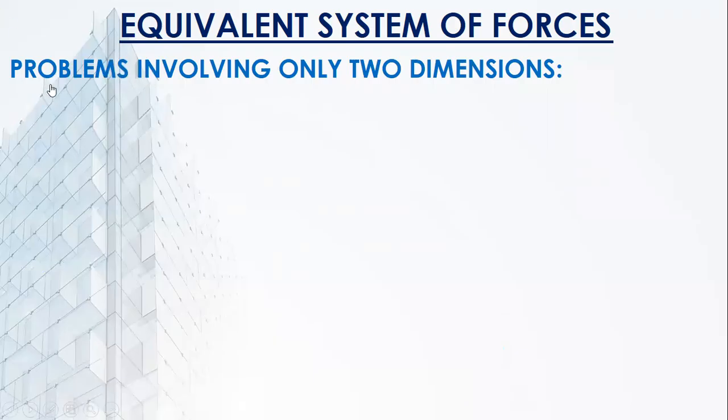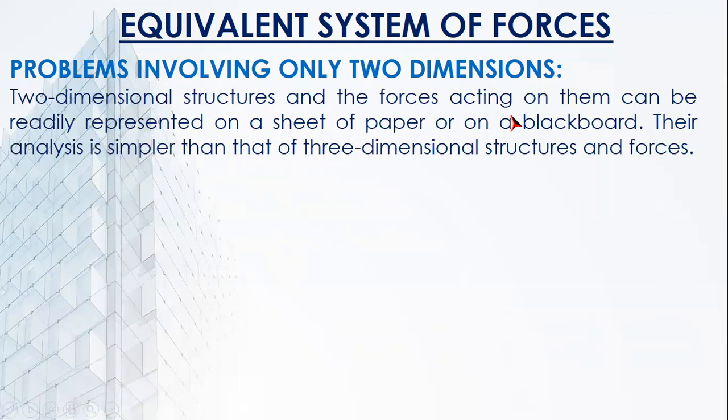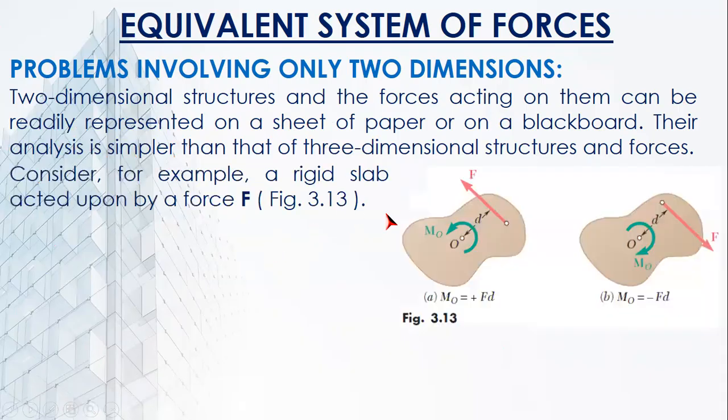For problems involving only two-dimensional structures, the forces acting on them can be readily represented on a sheet of paper or on a blackboard. Their analysis is simpler than that of three-dimensional structures and forces. Consider, for example, a rigid slab acted upon by a force F at perpendicular distance D. They have the same moment magnitude, same F and same distance, but different directions.